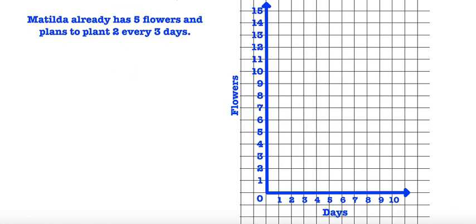So here we have another example. Matilda already has 5 flowers and plans to plant 2 every 3 days. So here, if she already has 5 flowers, that's our y-intercept. So that's how much we start off with, our initial value. And then if she plans to plant 2 every 3 days, that's our slope, because that's our rate that we're increasing the flowers by.